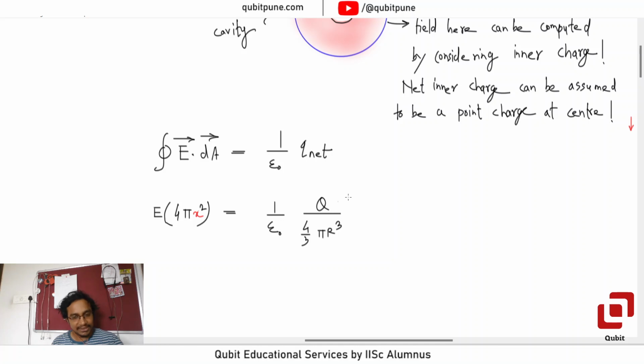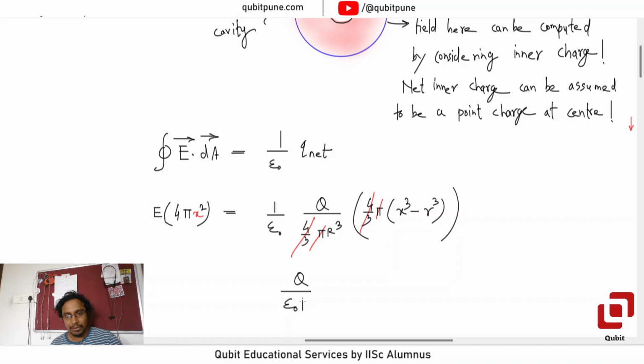So this is the charge density, and this should be multiplied by what? This should be multiplied by the volume of the annulus, which will be 4/3π x cube, मतलब पूरे sphere का volume, minus r cube, the scooped out volume. ठीक है. 4π/3 gets cancelled, so you eventually get Q by epsilon naught into bracket x cubed minus r cubed upon capital R cubed.